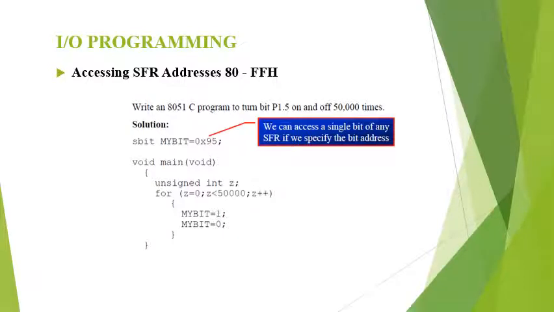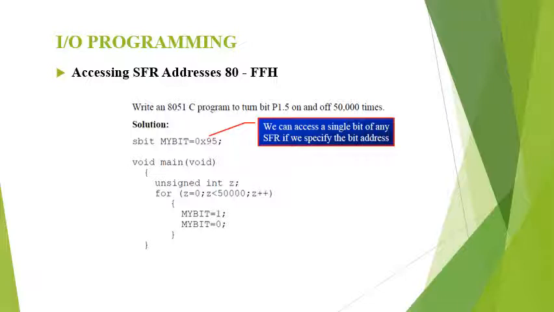Next example, write an 8051 C program to turn bit P1.5 on and off 50,000 times. So we have to access the single bit of port 1, that is D5 bit. So the address of it has to be assigned to the variable. The address of P1.5 is 95, which is assigned to my bit variable using the sbit data type.